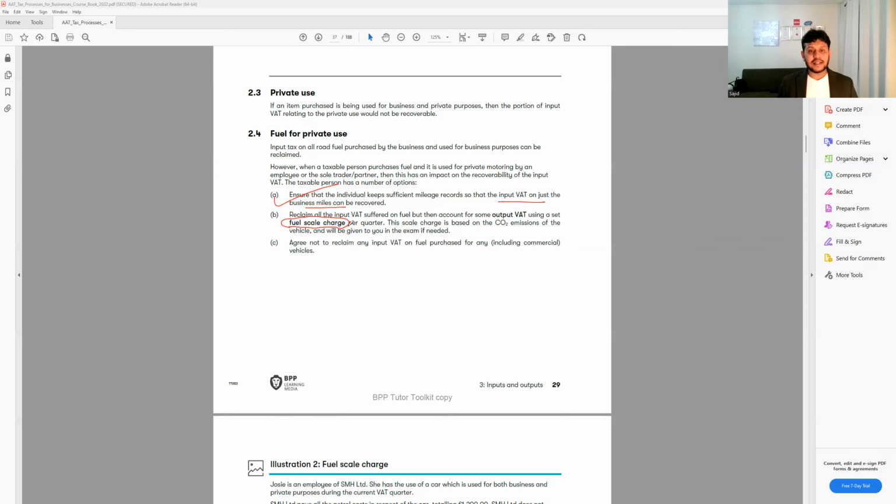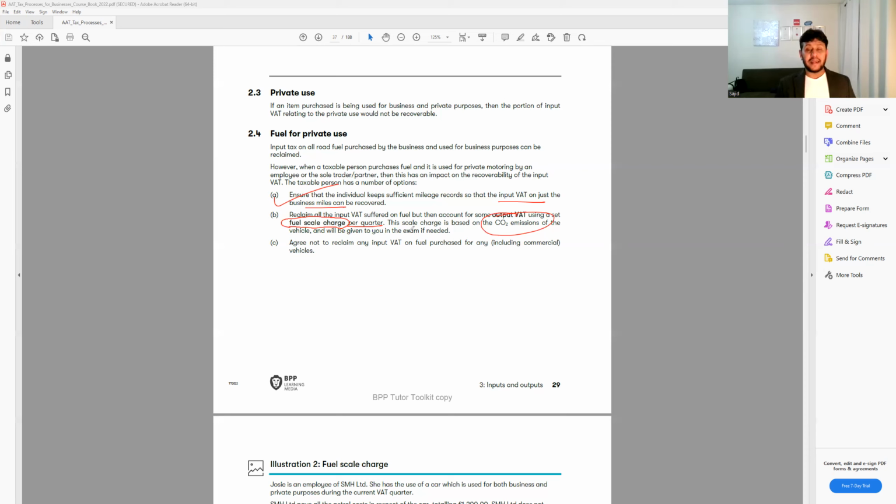The fuel scale charge is given in the exam. It is set by HMRC, so you don't have to worry how much it is or how it is calculated. It's calculated based on what type of car you have. For example, the CO2 emission, whether it is 50 gram or 100 gram, or whether it is an electric car, diesel car or petrol car, so the CO2 determines the fuel scale charge. It will be given in the exam, so don't worry.